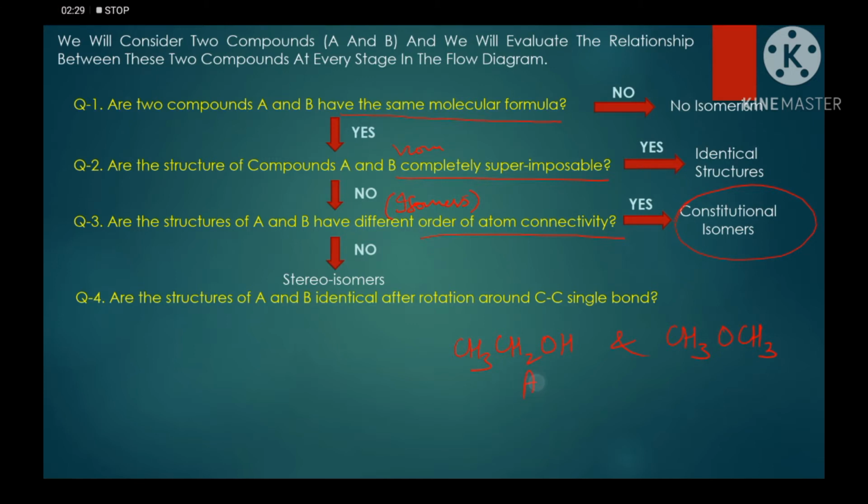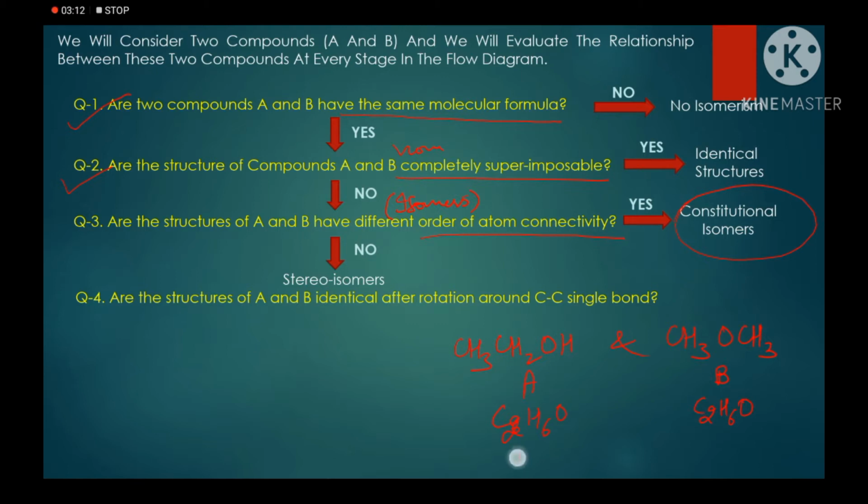If we consider this is compound A and this is compound B, molecular formula of both the compounds is C2H6O. Now we can see that molecular formula of both the compound A and B is same. So our point number 1 is fulfilling. Second point, are the structures of these two compounds non-superimposable? Yes, so our second point is also fulfilling. So these two compounds are non-superimposable. Now the third point, do these two compounds have different order of atom connectivity? So yes, these two compounds have different order of atom connectivity.